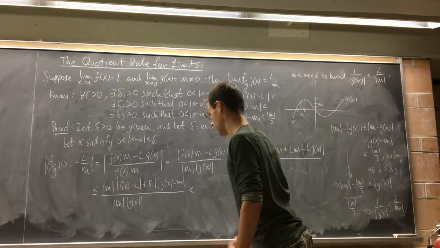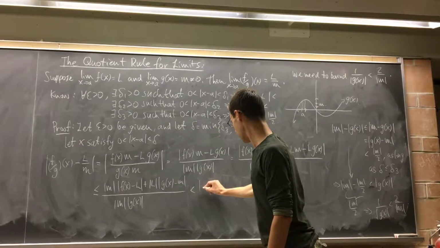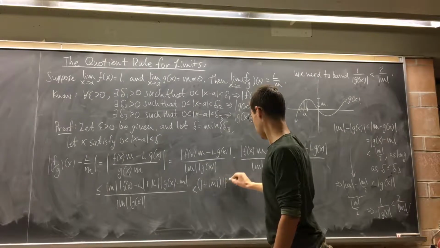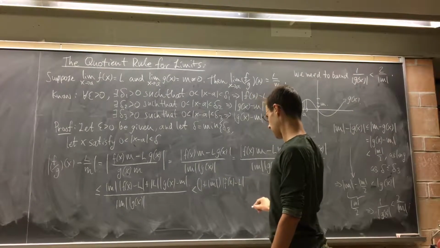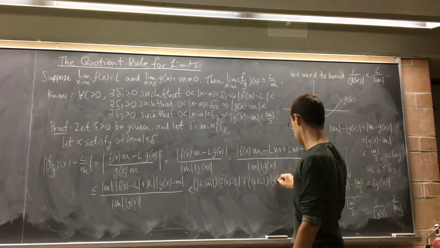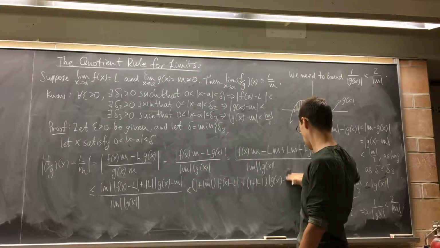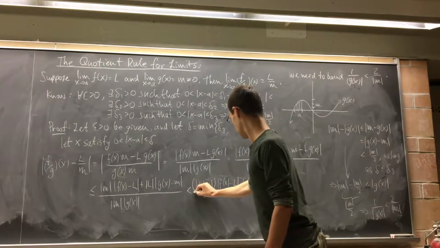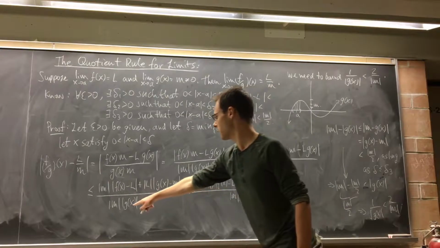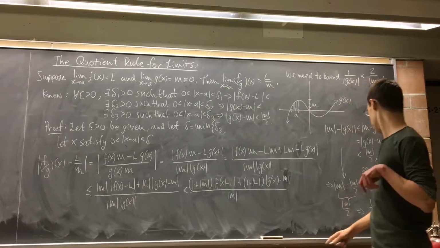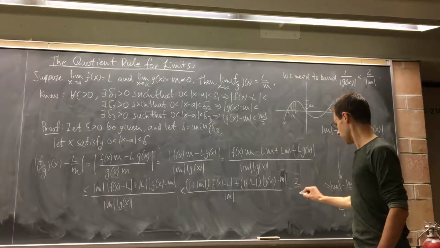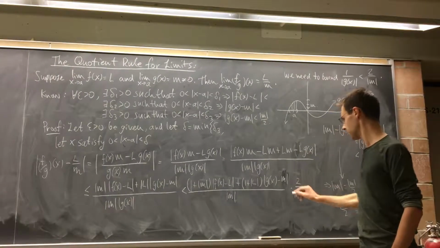So this is going to be strictly less than 1 plus abs m, in brackets, f of x minus l, plus 1 plus abs l, g of x minus m, all divided by abs m. And now 1 over g of x, as we saw, was less than 2 over abs m. So we're going to replace the 1 over g of x with 2 over abs m.